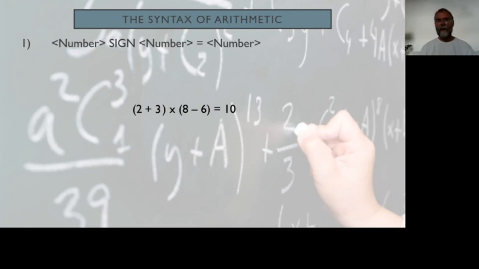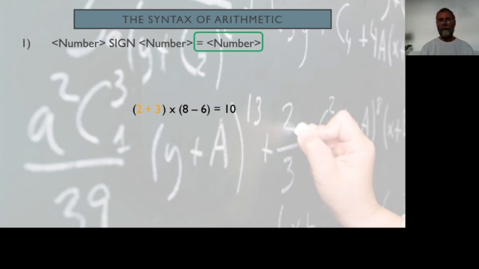And of course what we have here is two instances of such things. So for example, 2 is a number, plus is a sign, and 3 is a number. And according to the rule, anything that is a number followed by a sign followed by a number is a number.